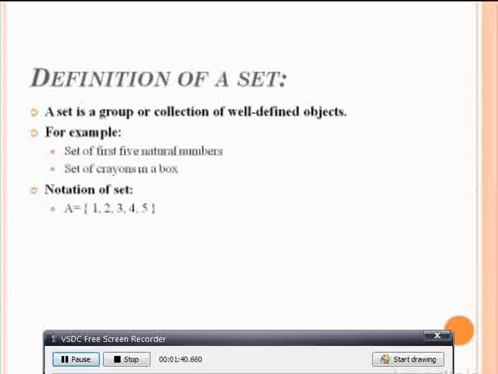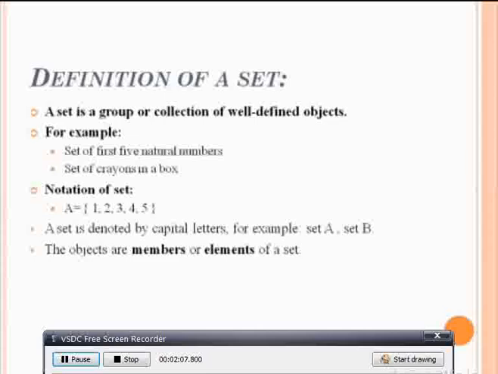Notation of a set means to say how we will write a set. Capital letters we will use for set name writing. Curly brackets we will use. Suppose we have a set of first 5 natural numbers, so how we will write? 1, 2, 3, 4, 5 within curly brackets. Okay, a set is denoted by capital letters as you can see in the above example.